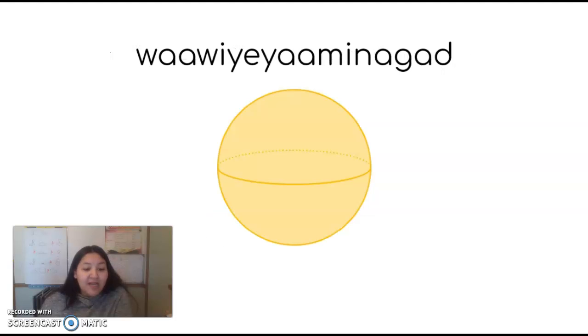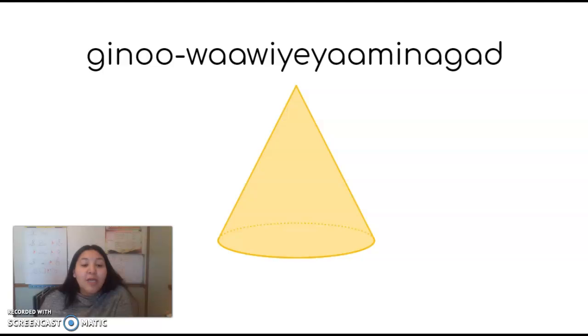Ahau. Minoagaye. Let's go over it one more time. This is our sphere. Sphere. Most balls are this shape. Oo genu Ezhijiiyaaminagad. This is our cone, a cone. Most of these shapes are for ice cream that you could eat your ice cream cone in.